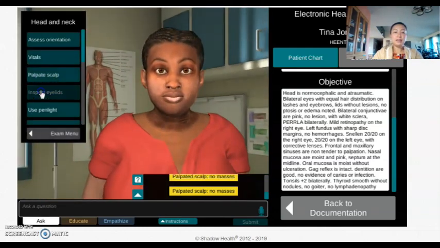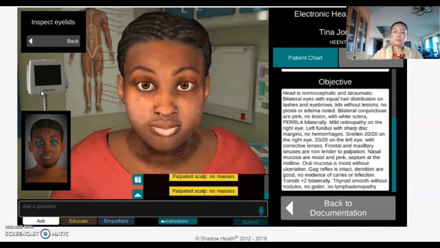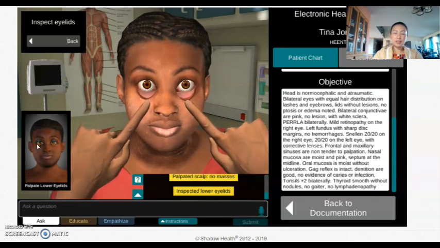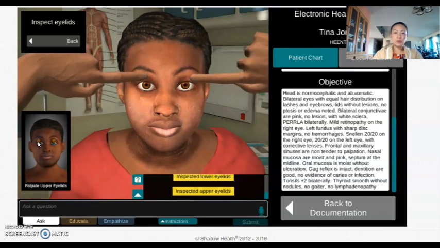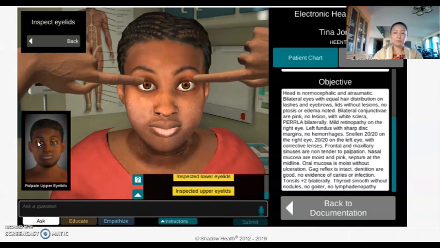Okay, and now I am going to inspect the eyes, and I have this opportunity also to inspect the face. And I can see pustules on the left and the right cheek. Okay, I am going to inspect the lower eyelids, check the conjunctiva, check the sclera, and also the upper eyelid as well.